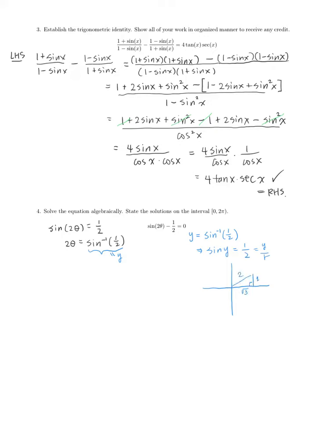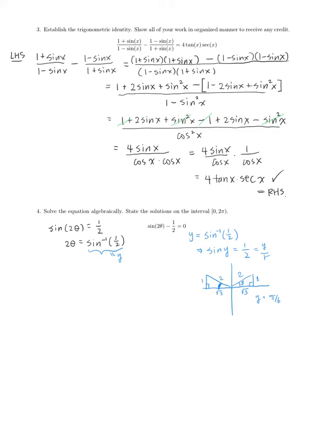And this is root 3. Oh, one more thing. Sine's positive in quadrant 1 and quadrant 2. So this is going to be our y. And y is what? Pi over 6. And here you're going to have the same situation. So from here to here is pi over 6.